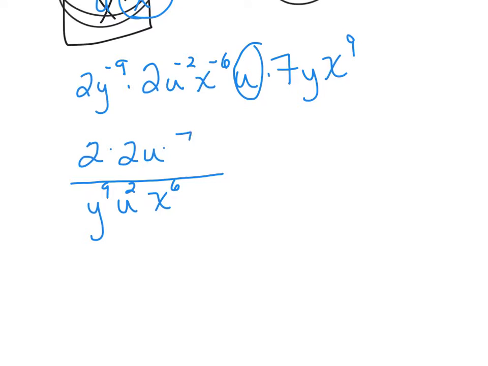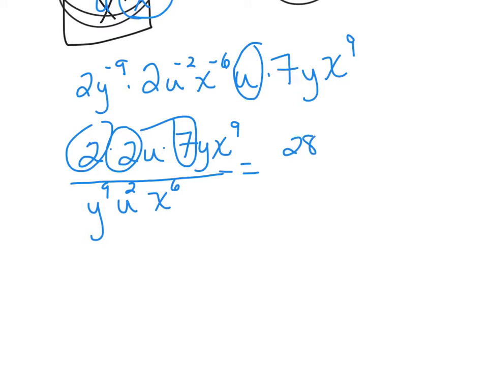The 7 does not have a negative exponent. The y does not have a negative exponent. The x to the 9. All right, so we've taken care of all the negative exponents. Now we're just going to clean up the top. 2 times 2 is 4 times 7. 4 times 7 gives us 28. I have a u, I have a y, I have an x to the 9.